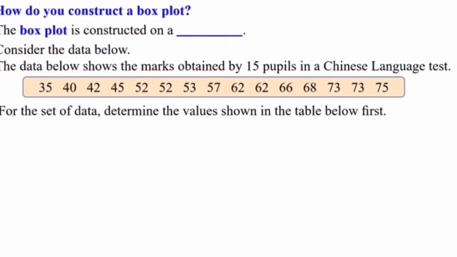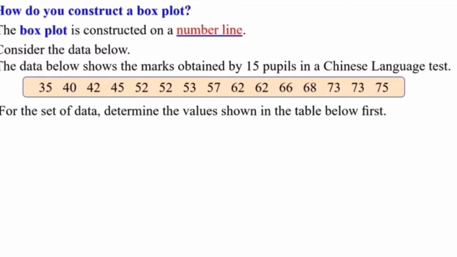Now, how do you construct a box plot? The box plot is constructed on a number line. Consider the data below. The data shows the marks obtained by 15 pupils in a Chinese language test. The marks are 35, 40, 42, 45, 52, 52, 53, 57, 62, 62, 66, 68, 73, 73, and 75.